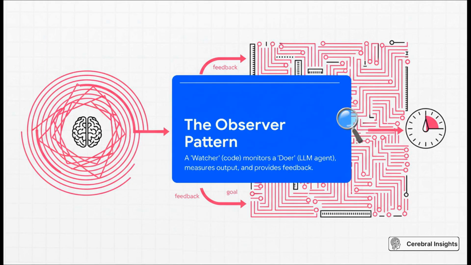In this setup, you have two parts. You have the doer, which is our unpredictable, non-deterministic LLM agent. It goes off and tries to do a task. Then you have the watcher, which is a completely separate piece of simple, reliable, deterministic code. The watcher's only job is to monitor what the doer is doing, measure its output against the goal, calculate the error, and then feed that information back to the agent for its next attempt. This is how you create that robust, stable control loop that was completely missing before.